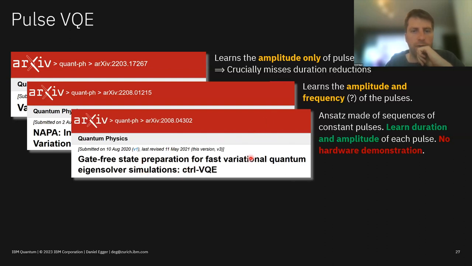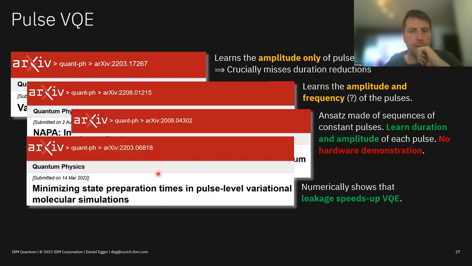Then here we have the control VQE algorithm. So here the authors demonstrated that by using, let's say, a pulse parameterized by a duration and an amplitude, right? So we have square pulses, that they can actually get very nice results. However, in here, there was no hardware demonstration.